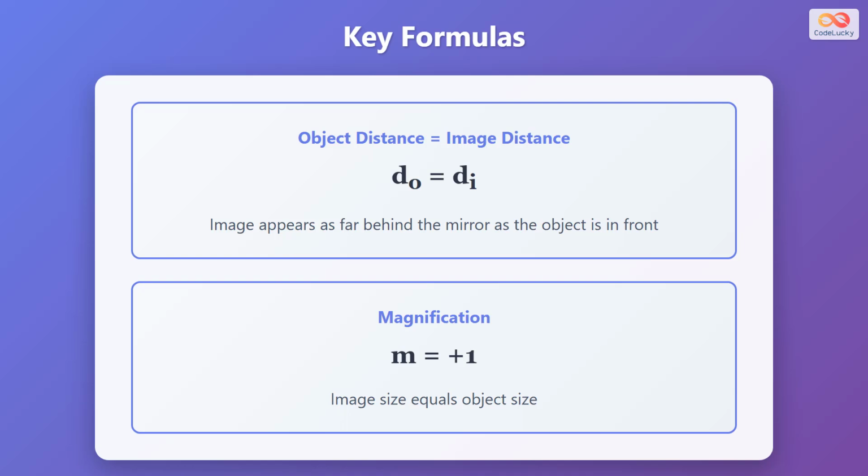Let us look at the mathematical relationships for plane mirrors. The object distance, D_O, equals the image distance, D_I. This tells us that the image appears as far behind the mirror as the object is in front of it. The magnification, denoted as M, equals +1. A magnification of 1 means the image size equals the object size. The positive sign indicates that the image is upright. These simple formulas make plane mirrors easy to analyze and predict their behavior in optical systems.